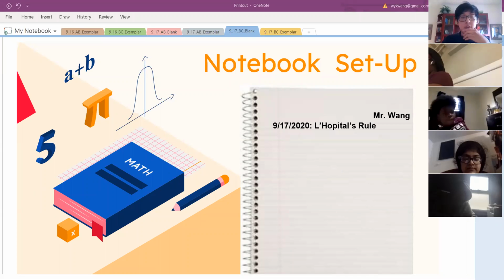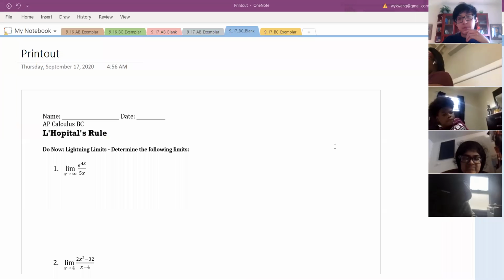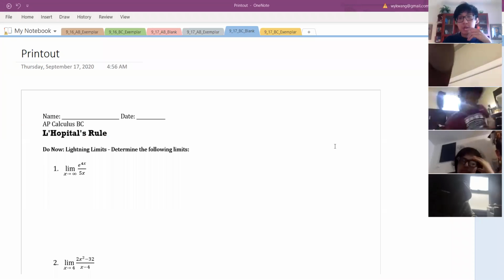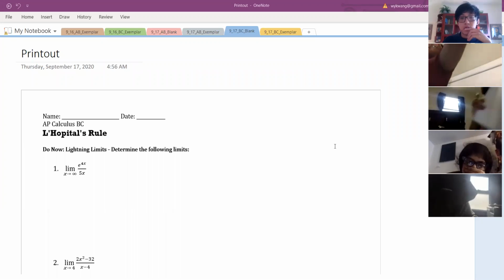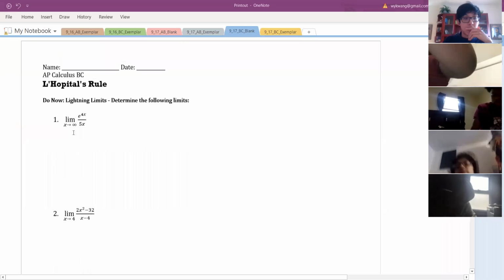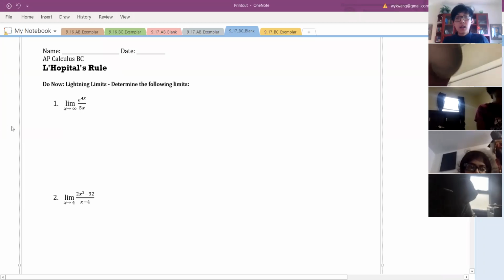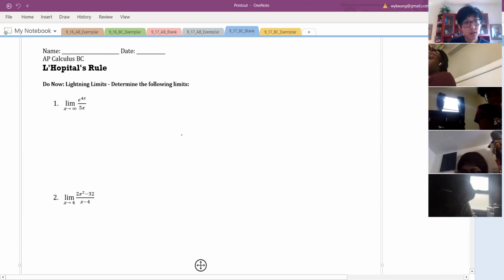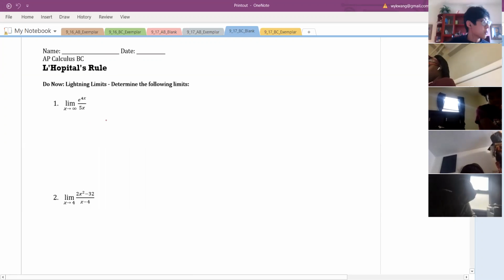Now we're going to move on to the actual content for L'Hopital's rule. We're going to introduce it step by step though. So let's first start with the do now. Can I get someone to volunteer what they thought for the first question? Just really quick, how they did the first do now, the limit as x approaches infinity of... Samantha, you want to come off mute?